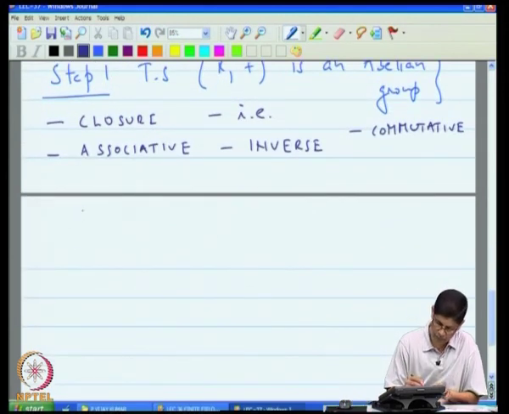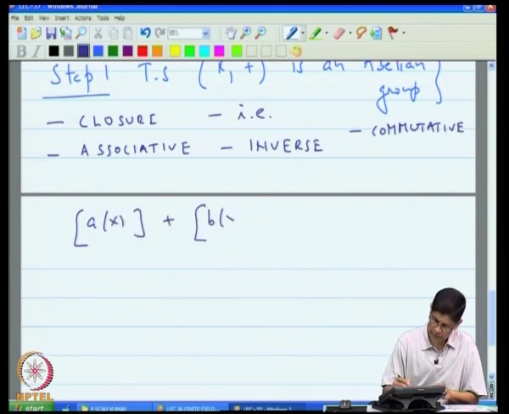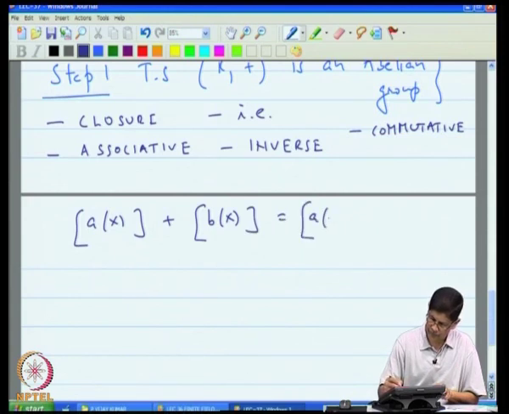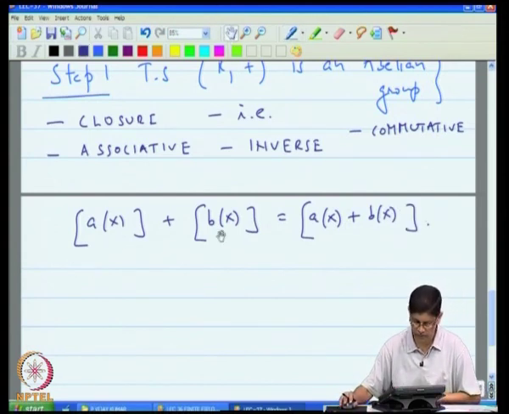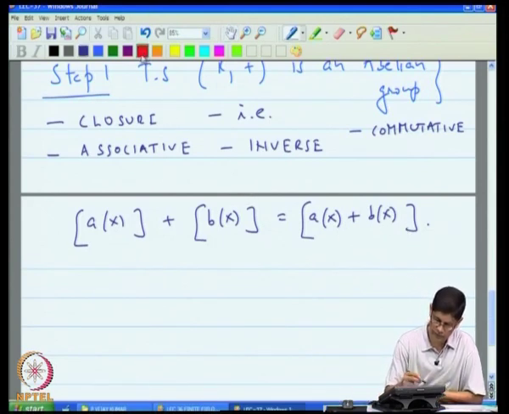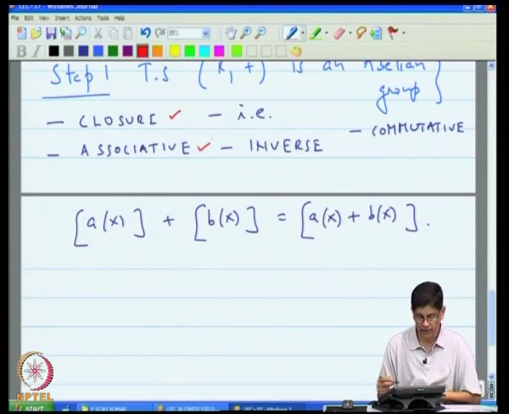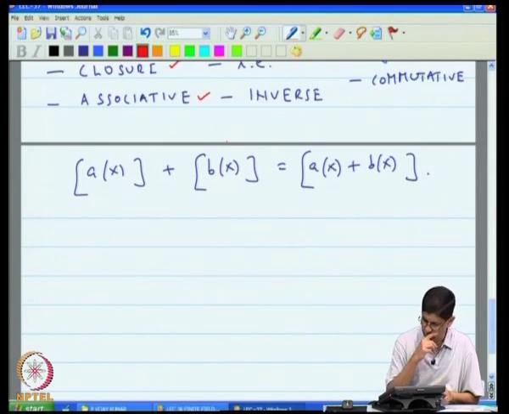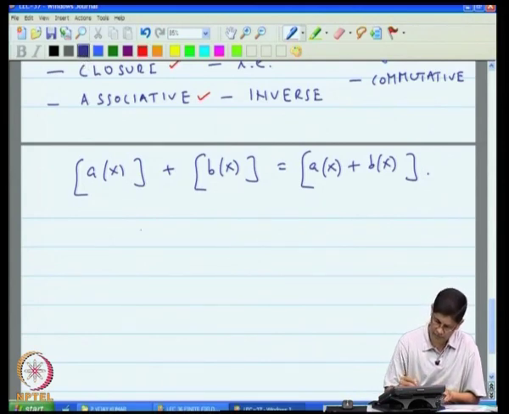So, all of this is with respect to the following operation. A of x, the equivalence class of A, plus the equivalence class of B is the equivalence class of A of x plus B of x. Now, clearly this is well defined, because given any two representatives, we can construct the sum of these as polynomials. So, closure is fine. And associativity, if you take 3 of these terms, it does not matter in which order you add them. So, that is also clear. Some of these are quite obvious and I will not spend time on them. The identity element, if you spend a little bit of time thinking about it, you will see that the identity element in this case is the equivalence class of 0.